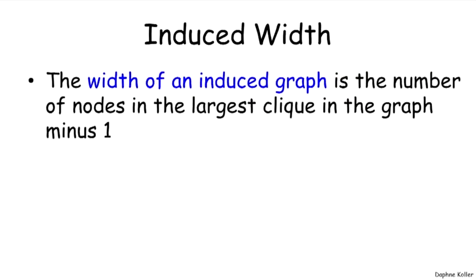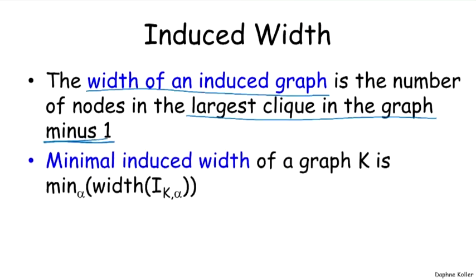So now that we've constructed a graphical view of variable elimination, we can go ahead and construct a measure of the complexity of variable elimination. And that is a measure known as the induced width. So first, we're going to define the width of an induced graph as the number of nodes in the largest clique in the graph, by convention minus 1. Why minus 1? No good reason, but that's the definition of induced width.